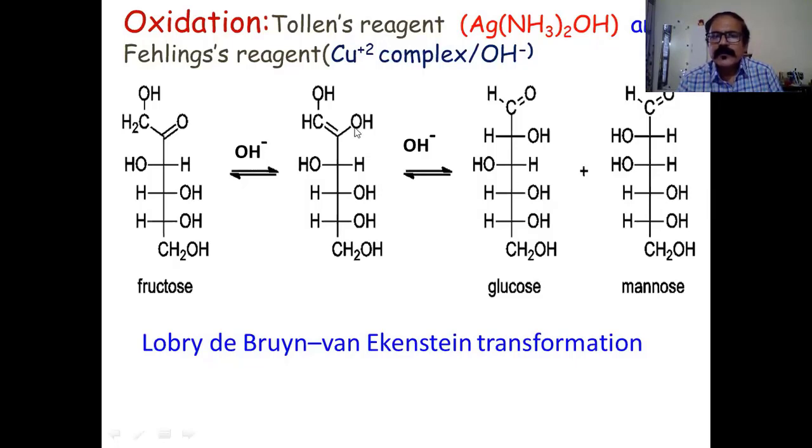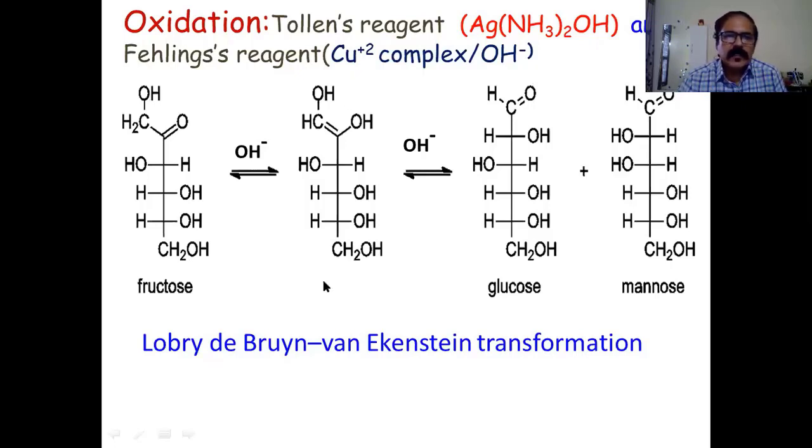Along with glucose, if this hydroxyl is on the right hand side, you will call it glucose. If it is on the left hand side, you will get mannose. You will get two compounds. This rearrangement is called the Lobry de Bruyn-Van Ekenstein transformation. So this transformation is nothing but a rearrangement where fructose is converted into mannose and glucose. As these mannose and glucose are present, they will react with Tollens reagent and Fehling's reagent.